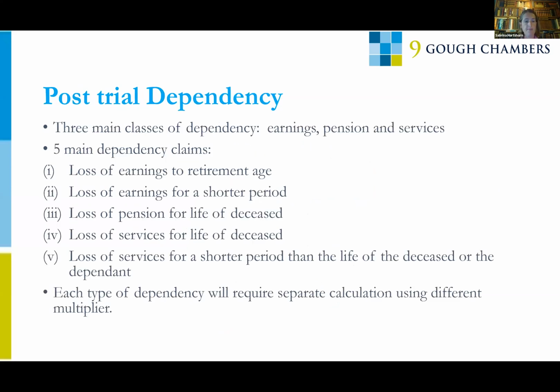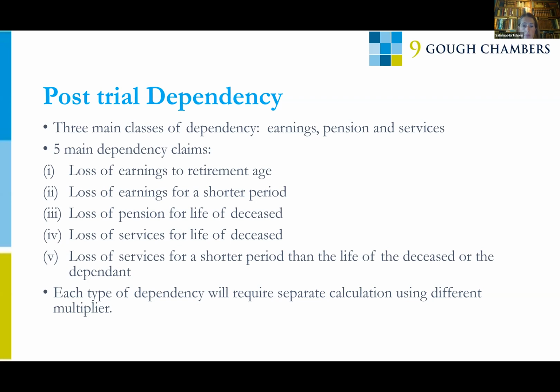So far, so simple. Now on post-trial dependency, obviously the explanatory notes set out that there are 3 main classes of dependency. You've got your earnings, your pensions and your services, and then out of that come 5 main dependency claims. The first one is the loss of earnings to retirement age. The second is loss of earnings for a shorter period, and by shorter period I mean if the dependency or the earnings change or end.